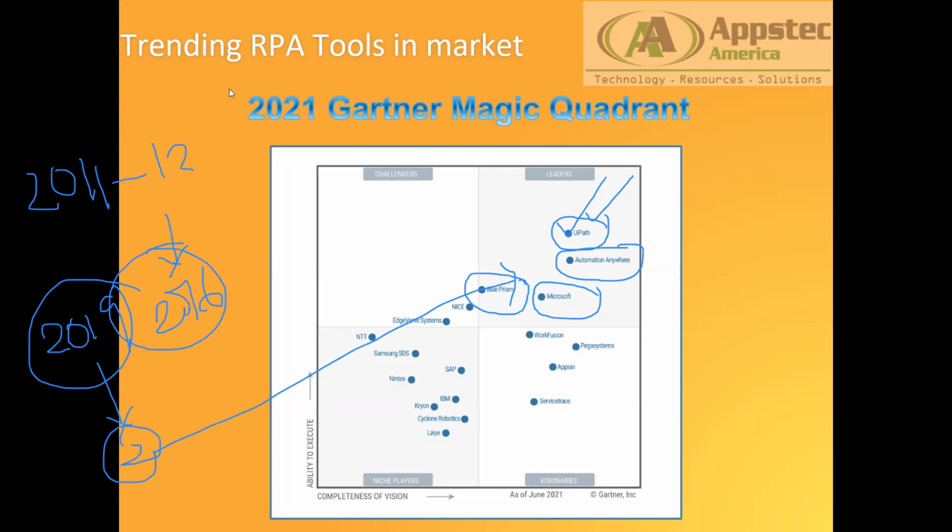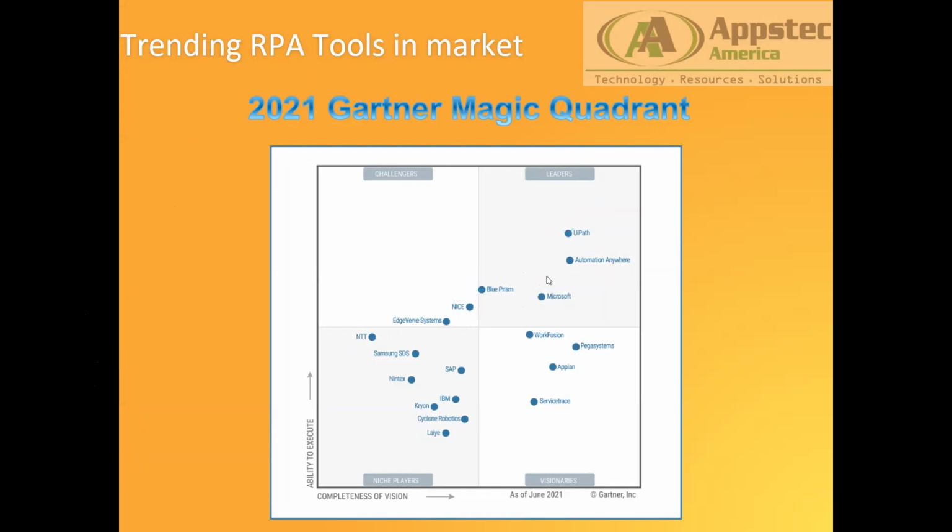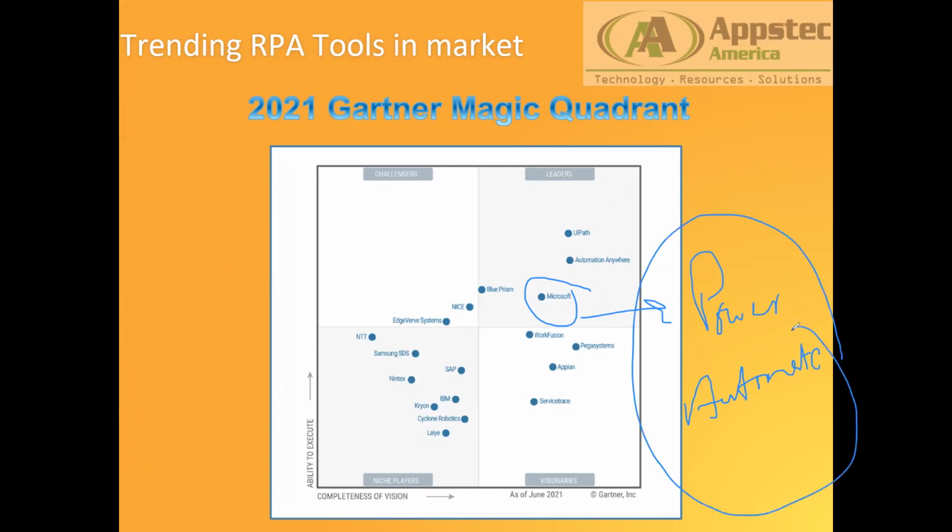Okay, so Microsoft, considering it is already a tech giant, has the leverage to come into the leadership market. And the Microsoft platform is what we call Power Automate. So Power Automate is Microsoft's tool, or the application name that they have created for RPA.